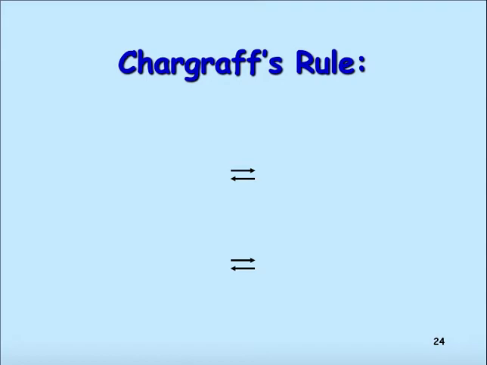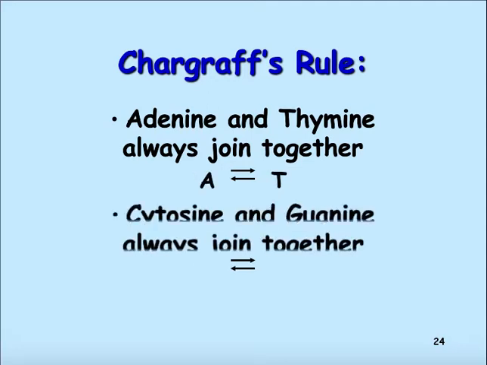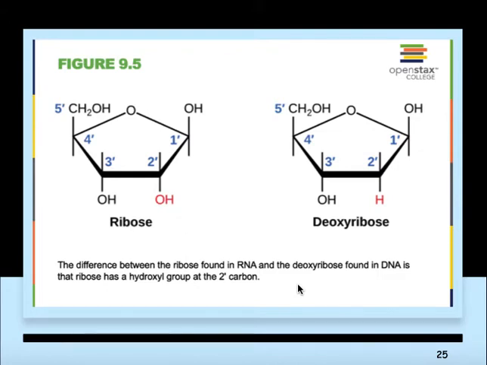And this leads to something called Chargaff's rule. Chargaff's rule was basically that adenine and thymine always join together, and cytosine and guanine always pair together. So A with T, that's easy for me because it spells add, and C with G will always bond together.